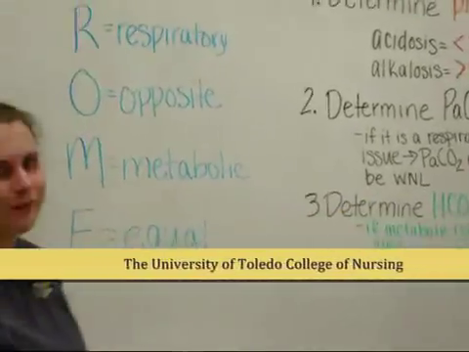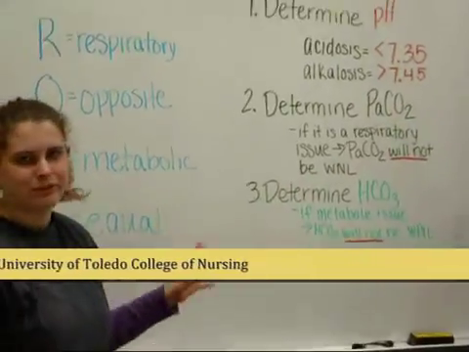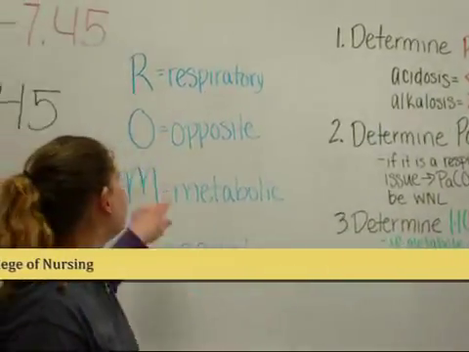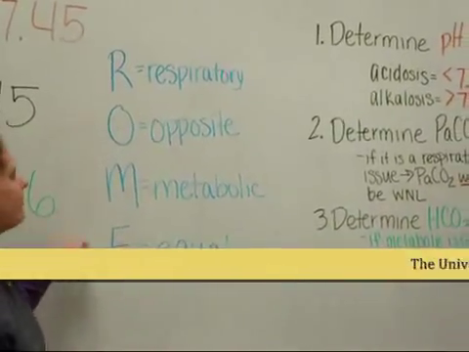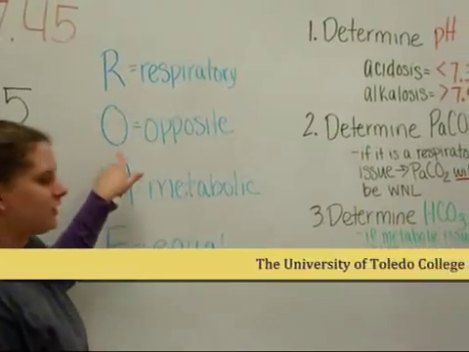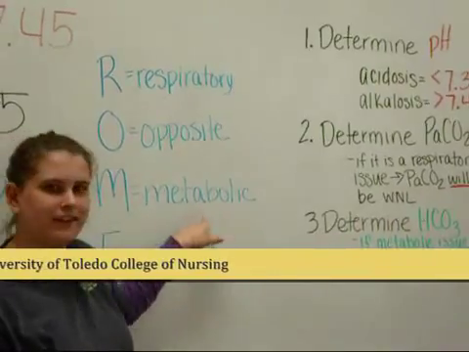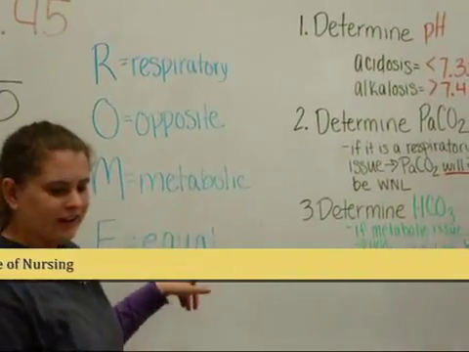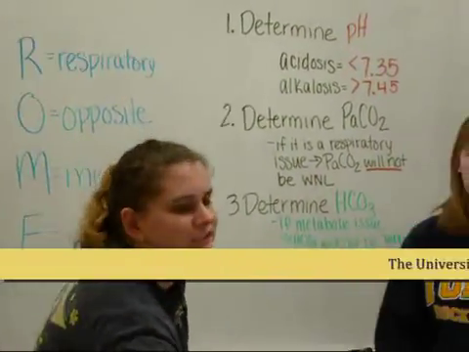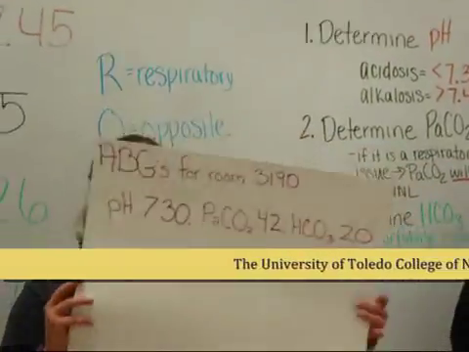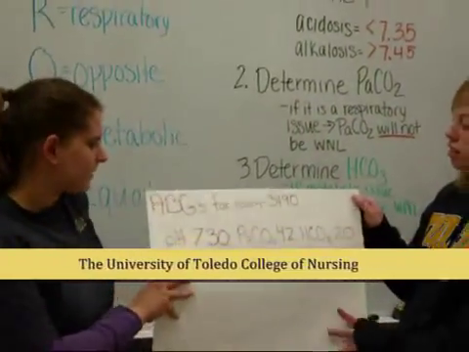Another way to remember if it's respiratory or metabolic is looking at ROME. The R stands for respiratory, where the arrows will be opposite. And if it's metabolic, the arrows will be equal. And for an example of that, so you understand what I'm talking about, I'm going to practice an ABG.